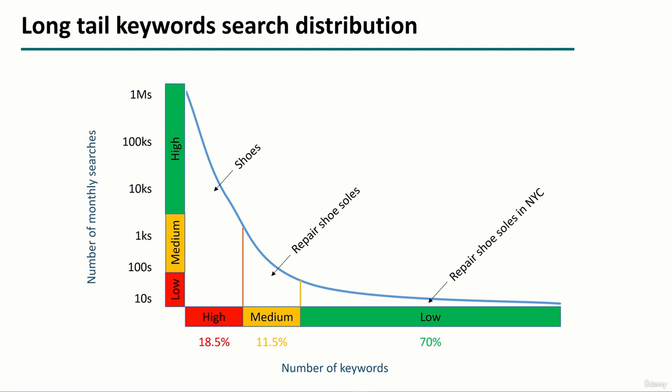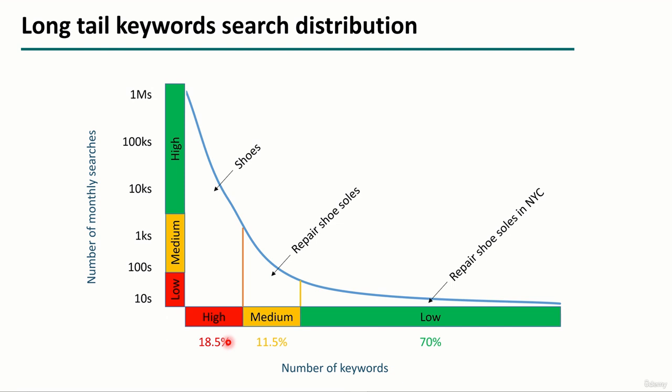This chart sheds light on how specificity in keyword phrases corresponds with monthly search volume. On the y-axis, we have the number of monthly searches. We categorize search volumes as low, ranging from tens to hundreds, medium, from hundreds to thousands, and high, from thousands to millions. The x-axis represents the number of keywords in search phrases, displaying how the length of search phrases correlates with search volume.